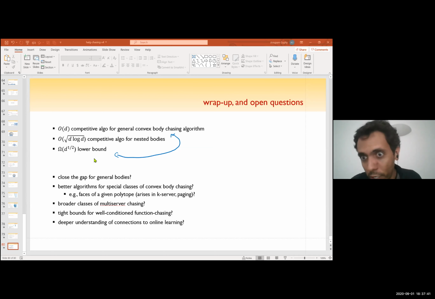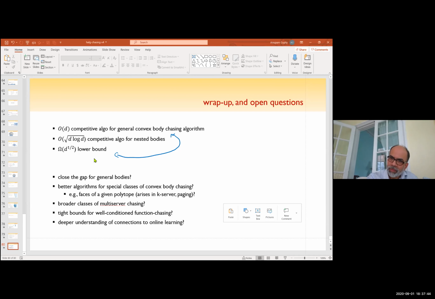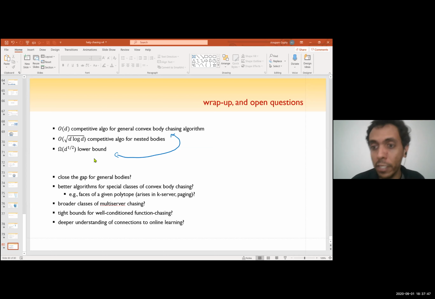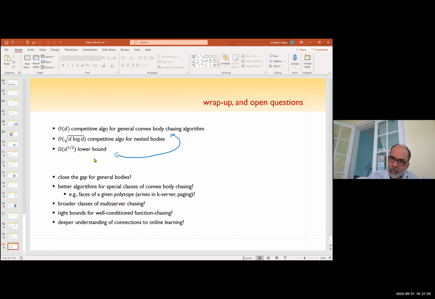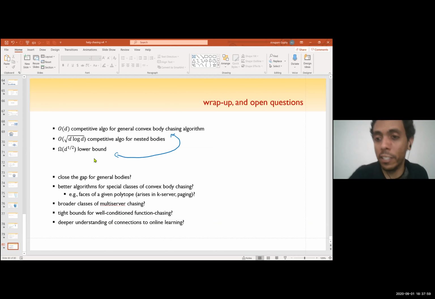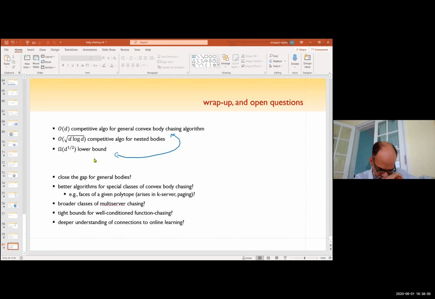Oh, there's one more. Jason Lee asks, are there any connections to online discrepancy minimization? None that I know of. The motivation is that they're both fundamental geometric online problems. So, yes. Not that I know of. I mean, possibly it could be possible to phrase discrepancy minimization as some kind of chasing some kind of convex body, but I don't quite know. I'd have to think about that.